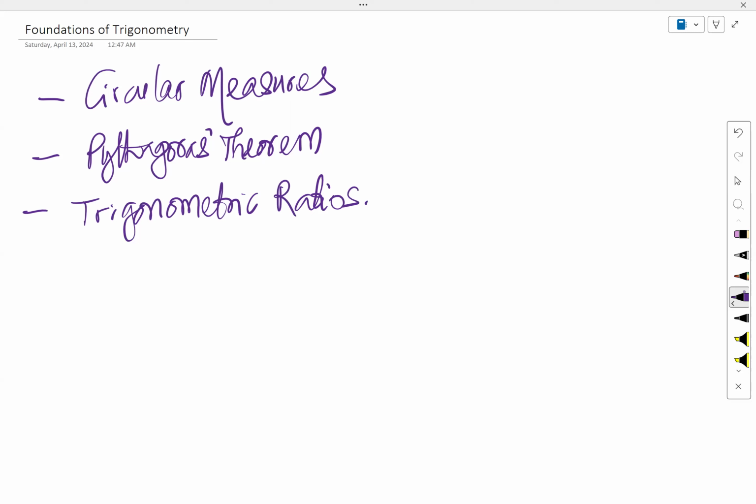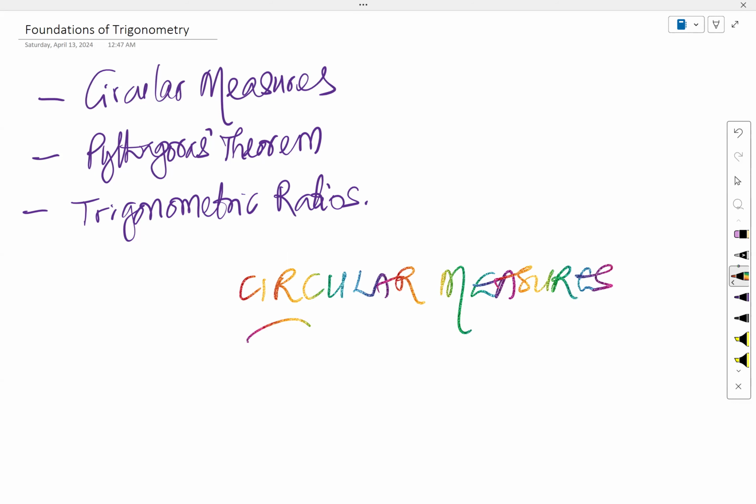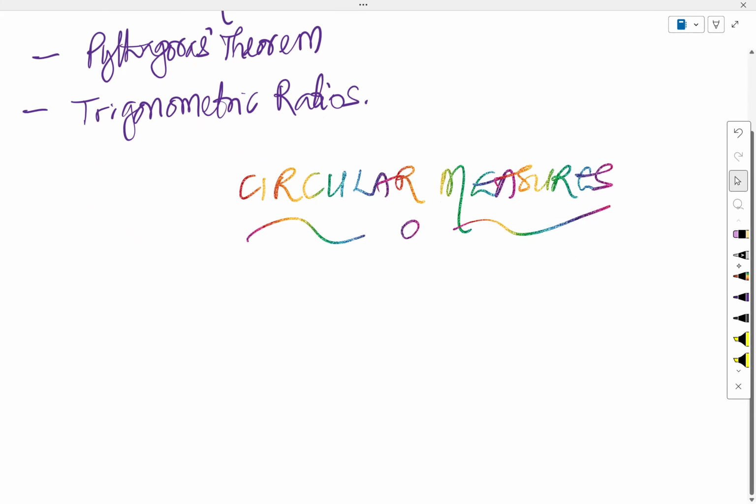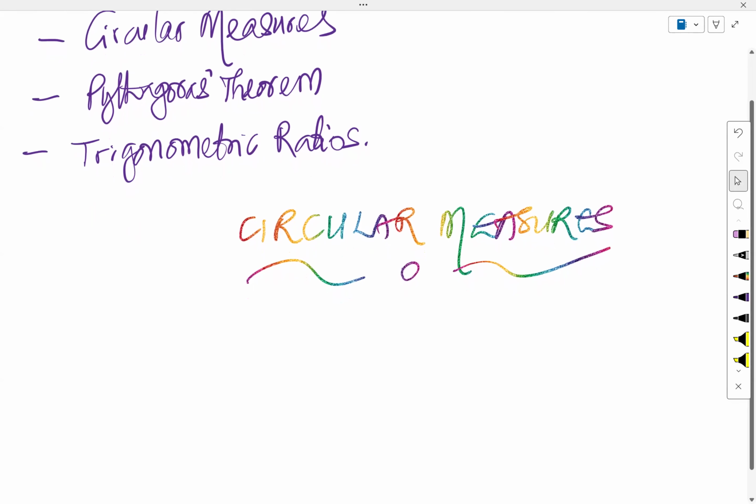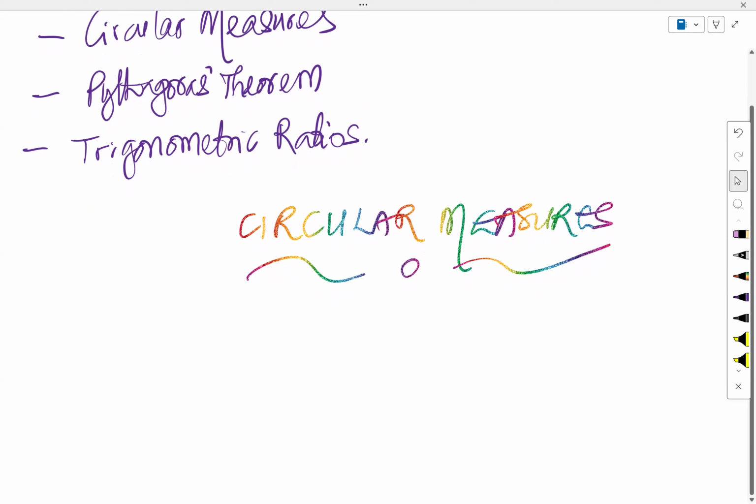So here I'm just going to establish the fact that angles are measured. There are different ways of measuring angles. So talking about circular measures, in the first video, I told you about angles from 0 to 360 degrees. Between 0 and 90, we have acute. At 90, we have right angle. Between 90 and 180, we have obtuse angle. And at 180, we have straight angle. Between 180 and 360, we have reflex. And at 360, we have a revolution.